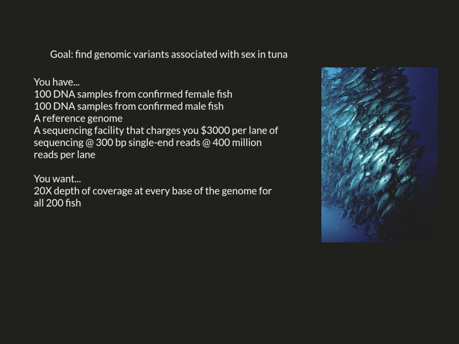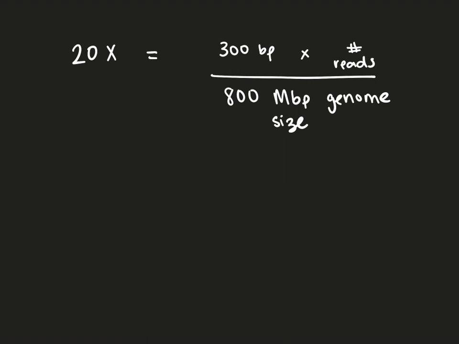And this particular sequencing machine returns 300 base pair single end reads, and the throughput of this machine is 400 million reads per lane. And what do you want? You want 20x depth of coverage at every base of the genome for all 200 fish. The first thing we need to figure out is how many reads total do we need?